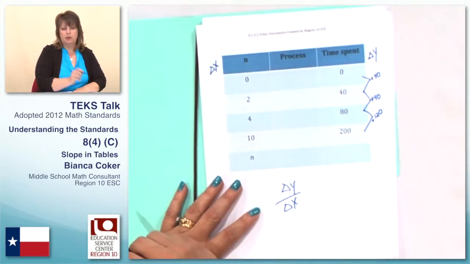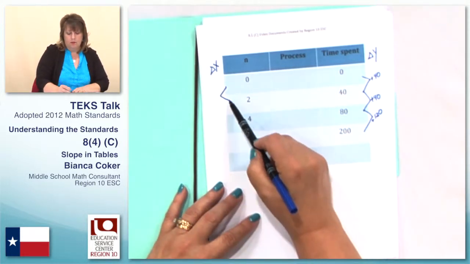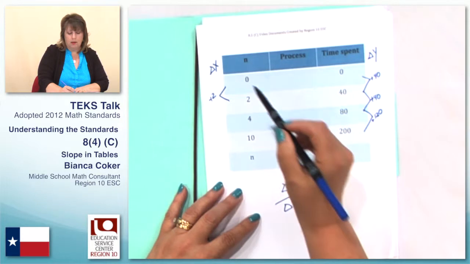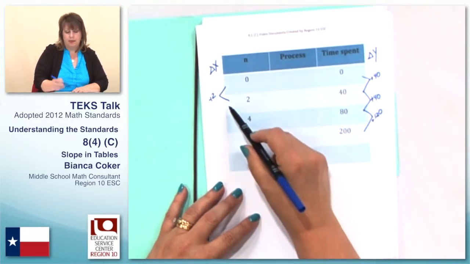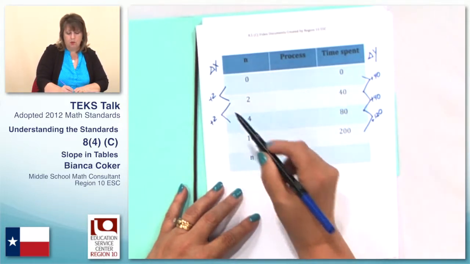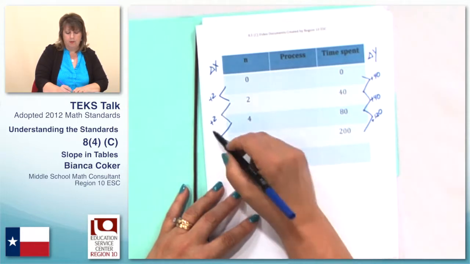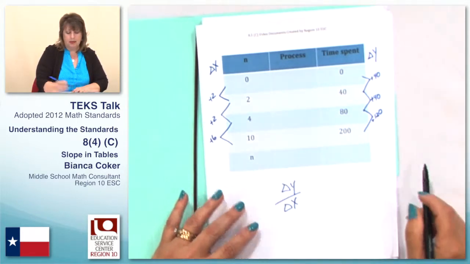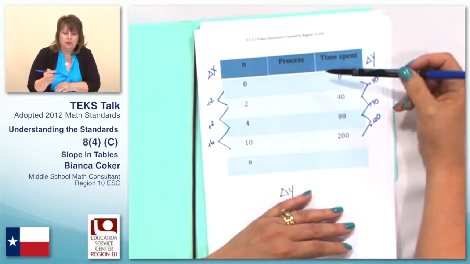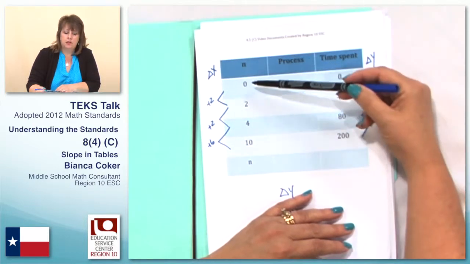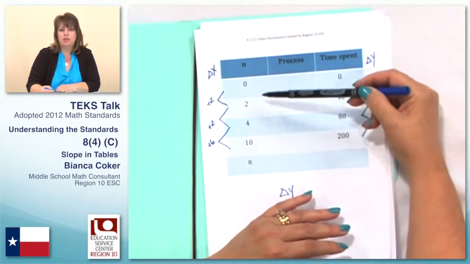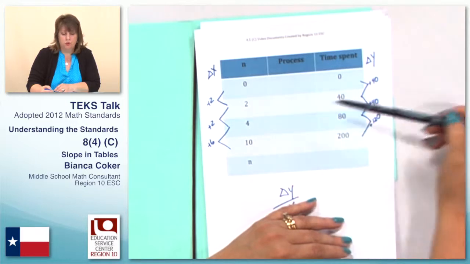So let's go over and look at our change in x. From 0 to 2, I'm adding 2 to make that change. From 2 to 4, it's plus 2 as well. But from 4 to 10, it's actually plus 6. It's really important when you're working with your students that you have them make these changes not always uniformly.